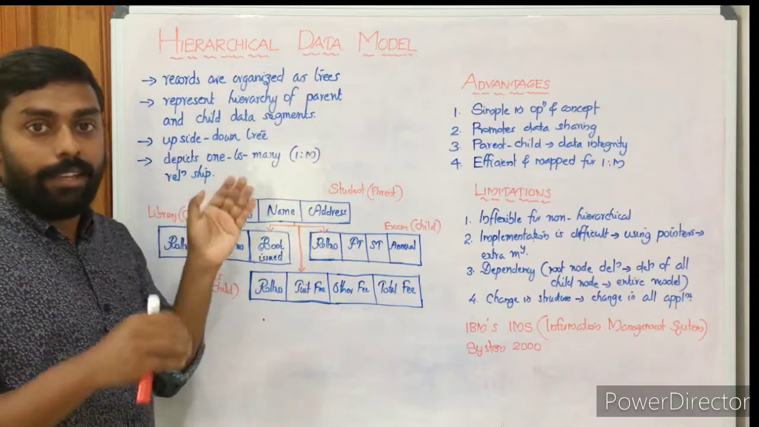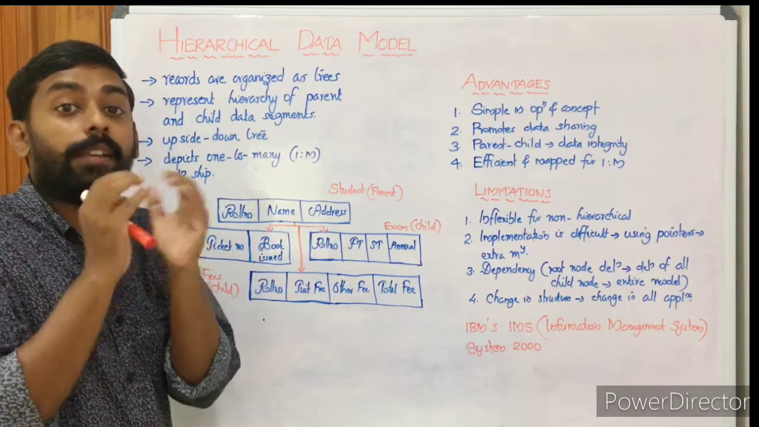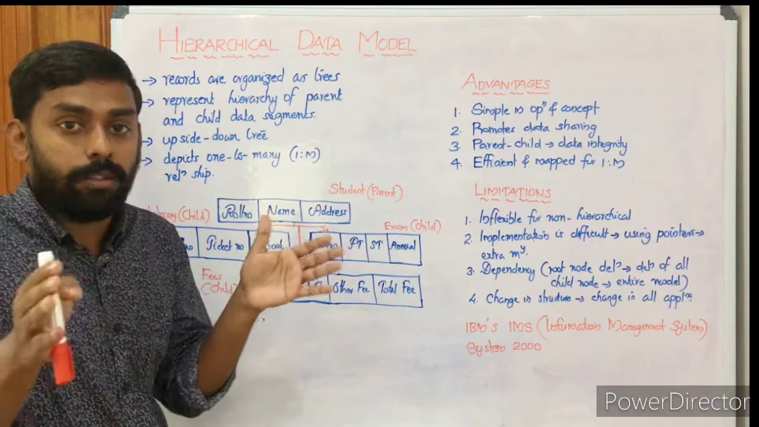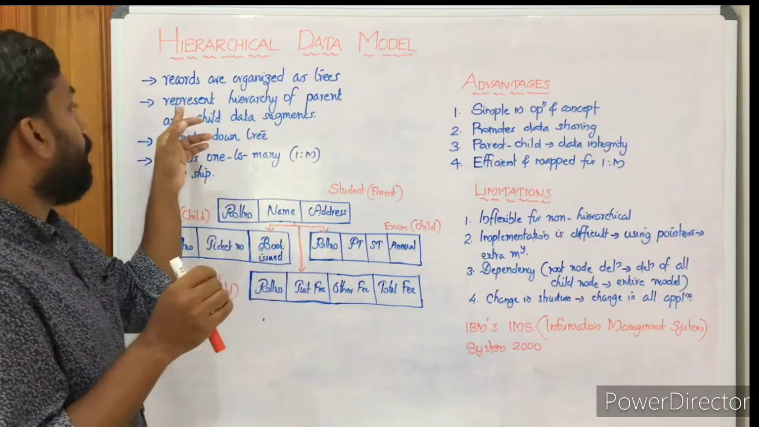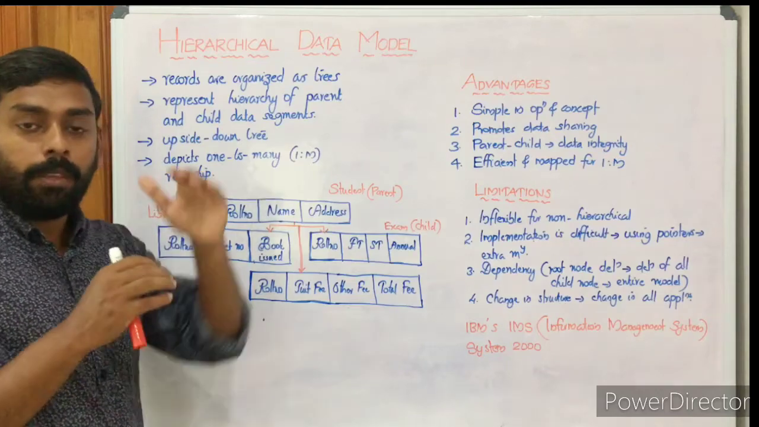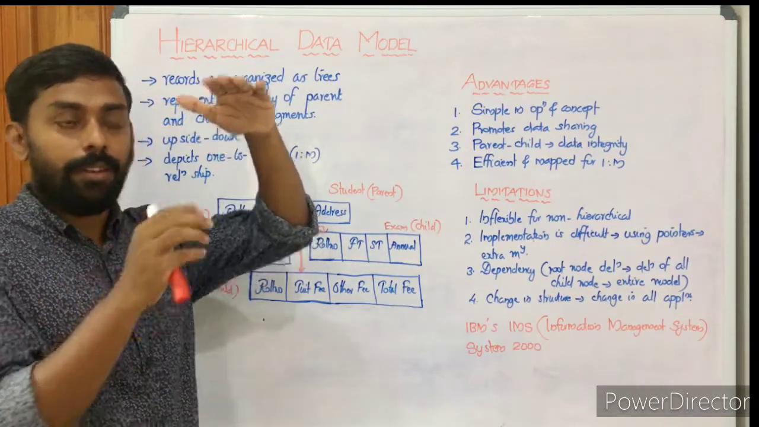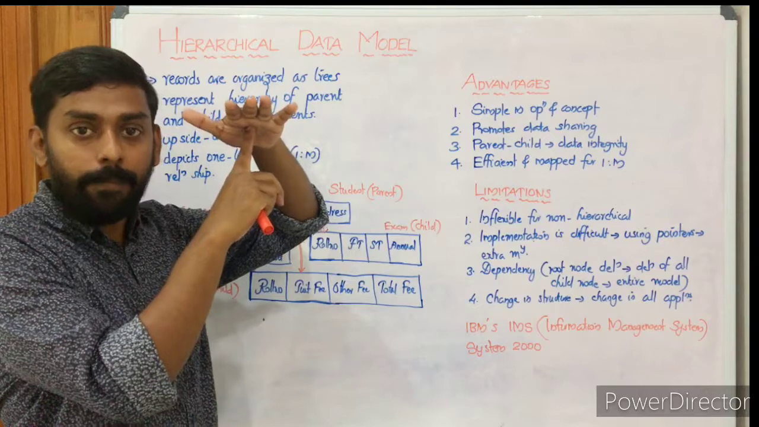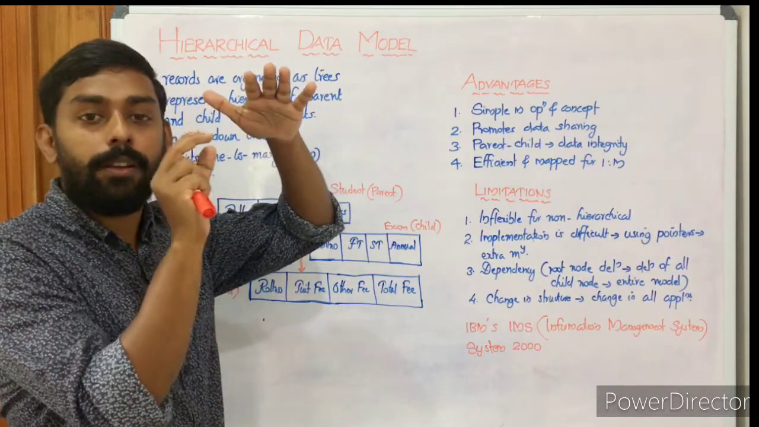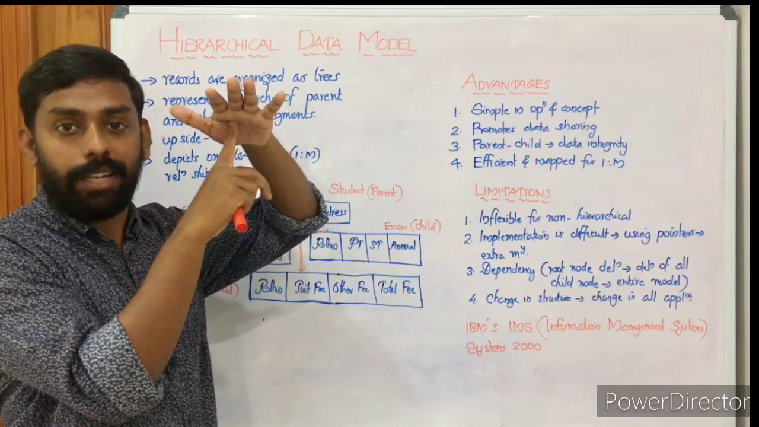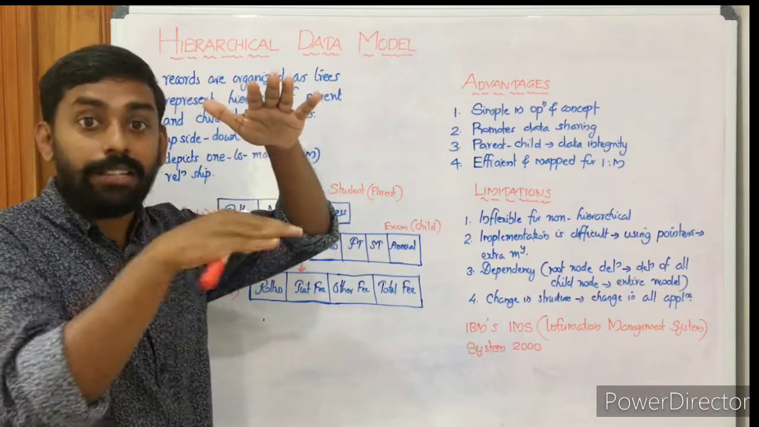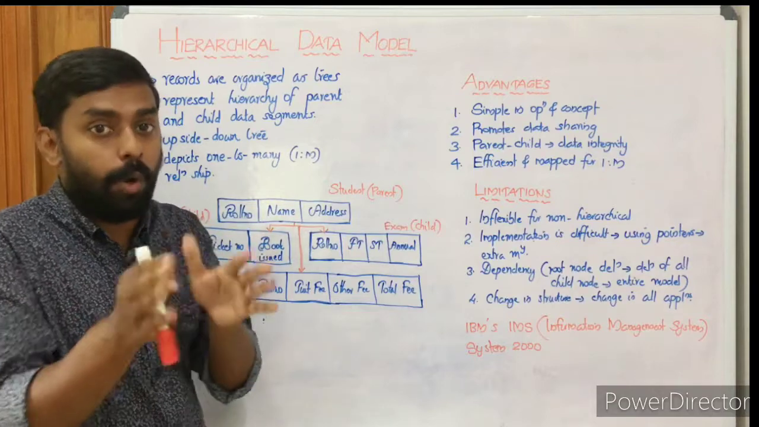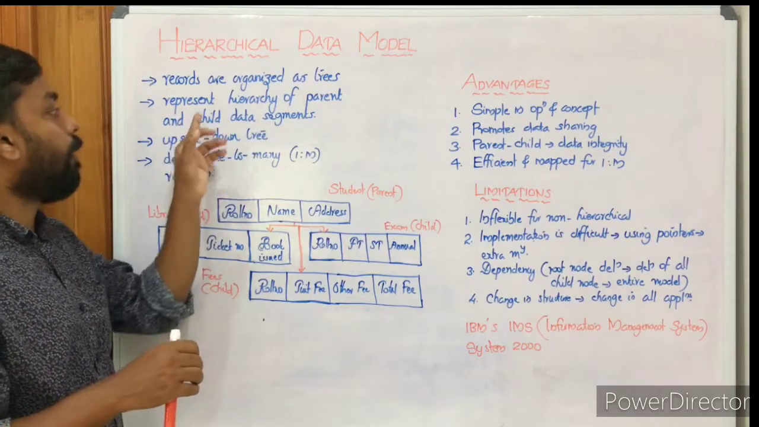Records are organized as trees. Here in the hierarchical data model, in a database management system, it uses a tree structure for organizing records or data. Then it represents a hierarchy of parent and child data segments. In a tree structure, on the top of the tree there will be a root, right? That's called the parent. On the top of the tree there is a node, an entity, that's called the root or parent of the tree. And all others are children, or we can say root and sub nodes. So it represents a hierarchy of parent and child data segments.